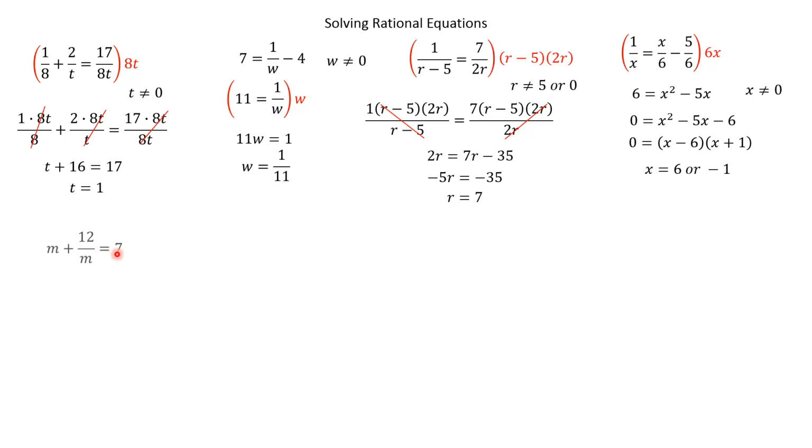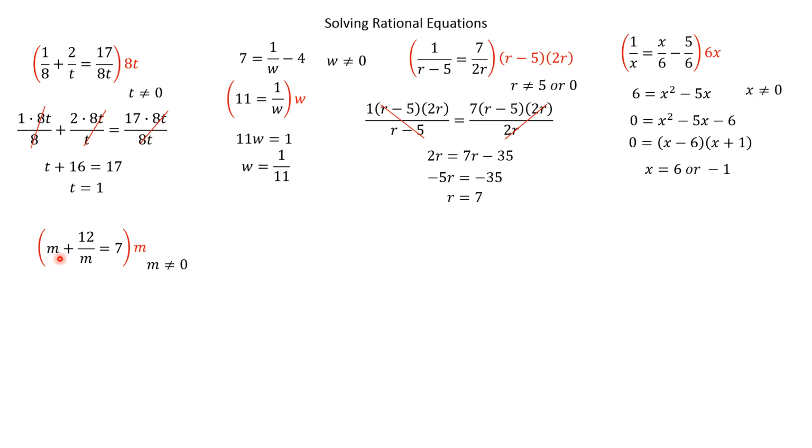All right, another one. This one's fairly similar. m plus 12 over m equals 7. This is barely a rational function. We only have that one denominator there. It just happens to be a variable. So, first step, what can't m equal? Well, m can't equal 0. Now we can multiply by the common denominator. There is only one denominator, so multiply by m.